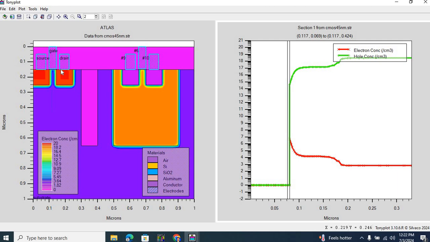But anyhow, inside the channel, we need a high concentration of electrons to connect the drain with the source. And at this point, under thermal equilibrium, our electron concentration, represented by the red curve, is really low.